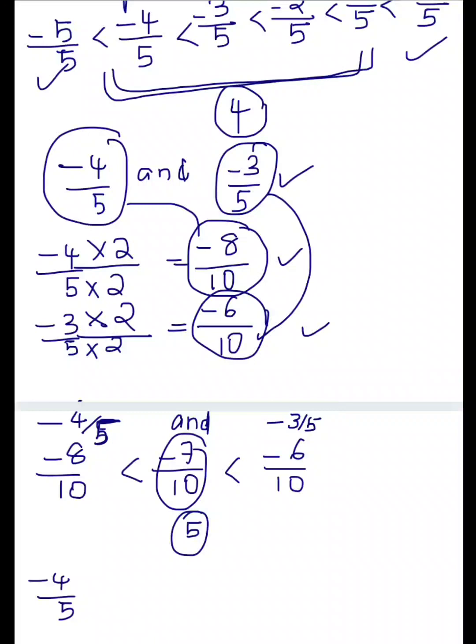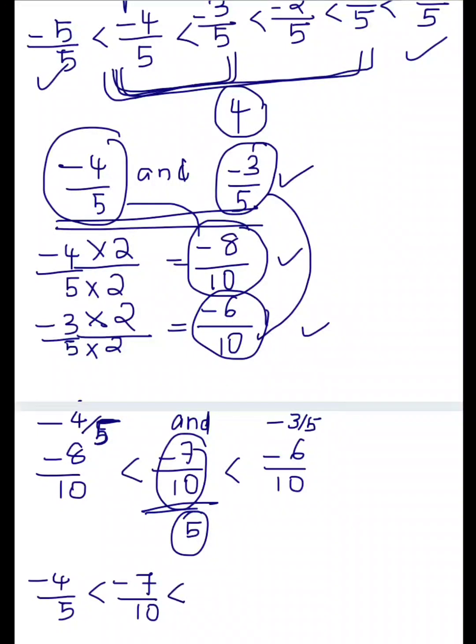Now in between minus 4 by 5 and minus 3 by 5, what have you found out? It's minus 7 by 10. So you can write minus 7 by 10, minus 3 by 5, minus 2 by 5 and minus 1 by 5. So how many numbers? 5 numbers. So this is the answer for the first question.